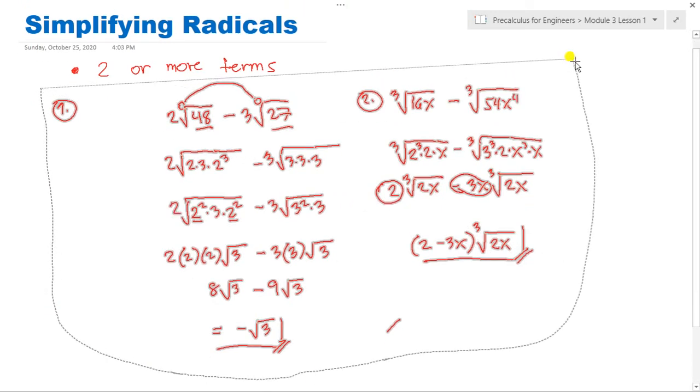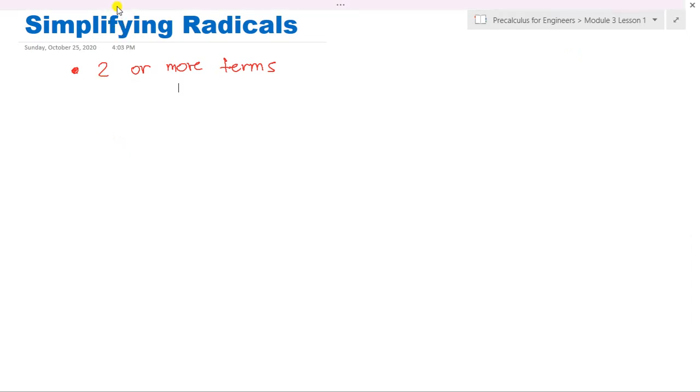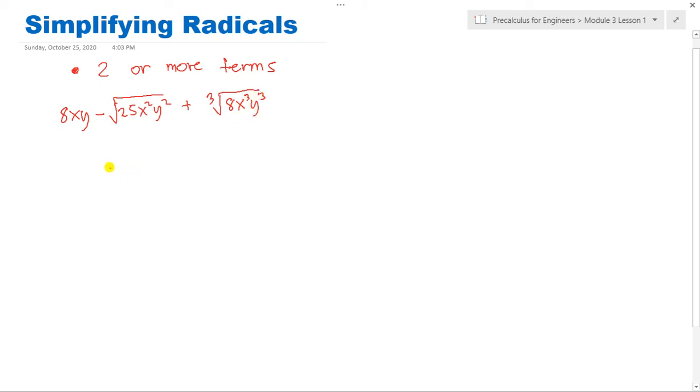Example for adding and subtracting two or more terms. How about if we're given this example: 8xy minus square root of 25x squared y squared plus cube root of 8x cubed y cubed. Again, the expression or number inside the radical sign must be expressed as a factor of prime numbers to make it easier. In the first term, just copy 8xy.